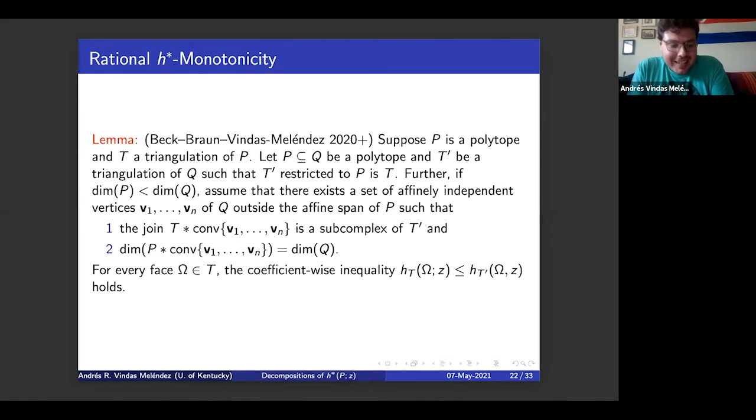And so for every face omega in T, the coefficient-wise inequality holds, okay? And so what is this saying? This is, again, showing just the monotonicity of the H polynomials of the triangulations. Okay, so this is the real big bulk of the work of this result.